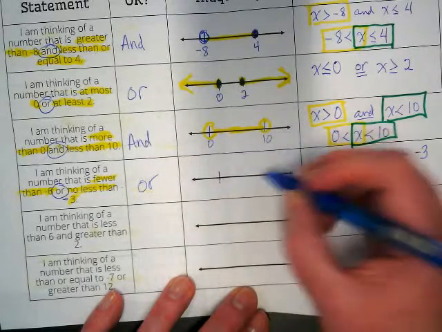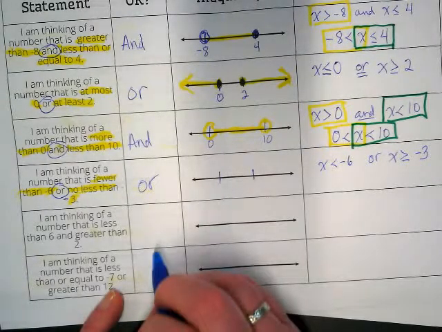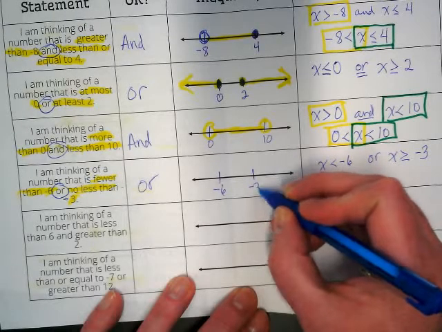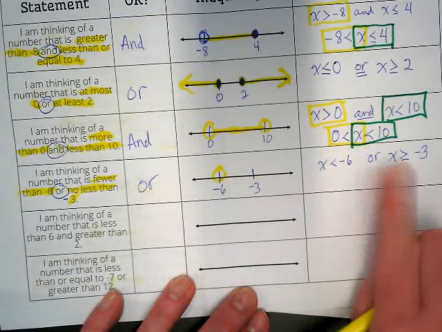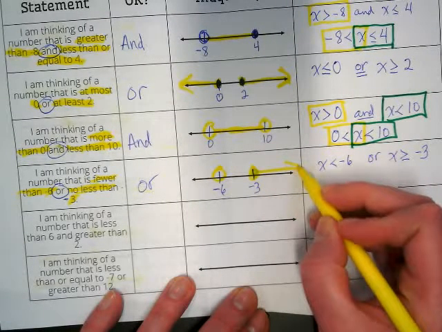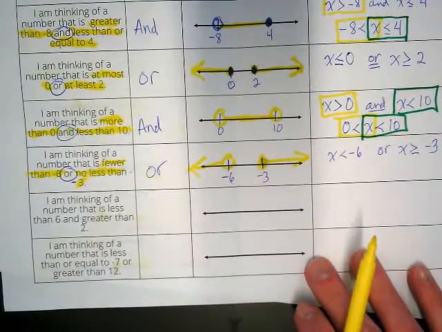I like graphing the ors, and I like seeing them because I don't have to rewrite them. It's just one less step. We're going to put negative 6 and negative 3. This is an open circle. The other is a closed circle. And our arrows go off in opposite directions. Those ors never meet.